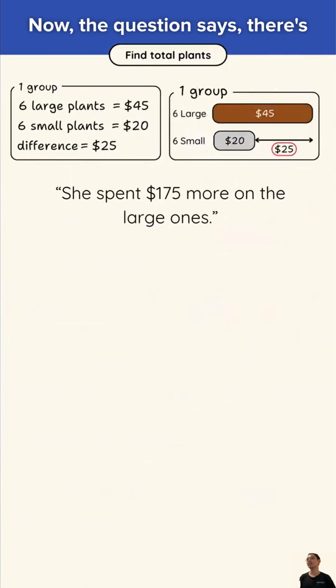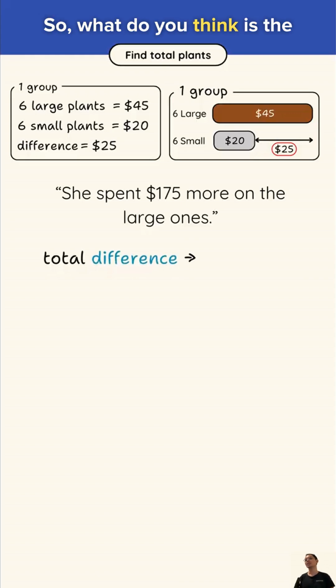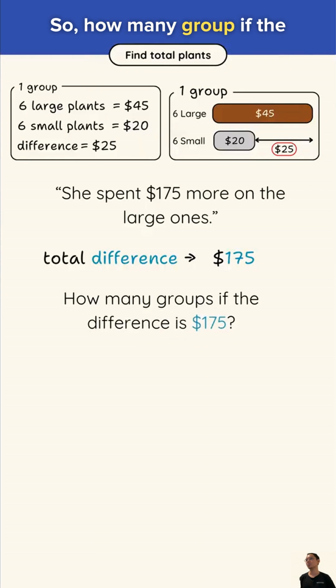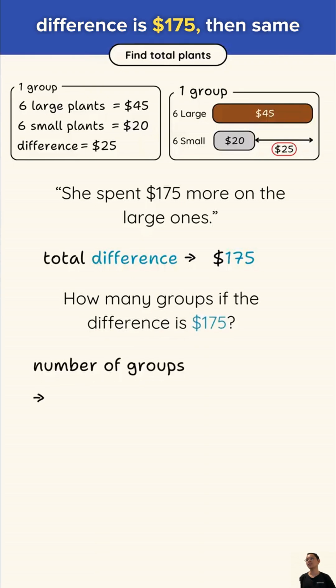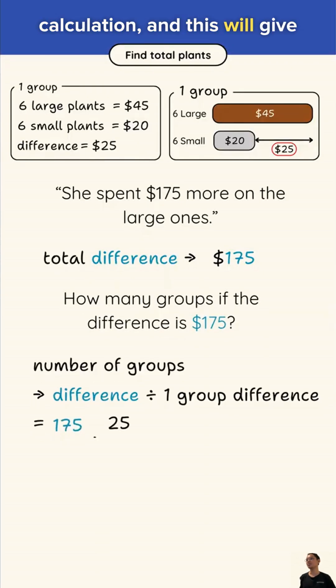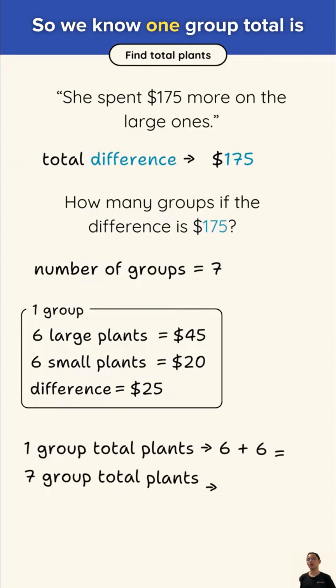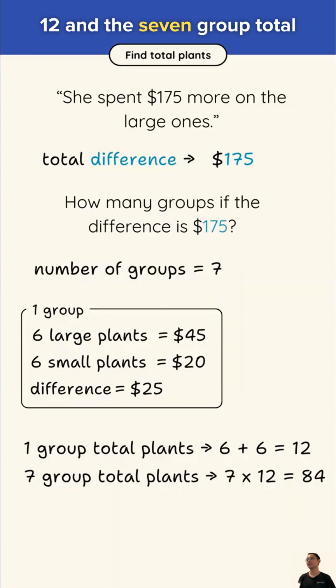Now the question says there's $175 more on the large ones. So what do you think is the total difference? If you said 175, then you're right. So how many groups are there if the difference is 175? Same calculation, and this will give us, in this case, 7. So now we know that there are 7 groups. We know one group total is 12 plants, and the 7 groups total will be 84 plants. That's how you solve this PSLE math question.